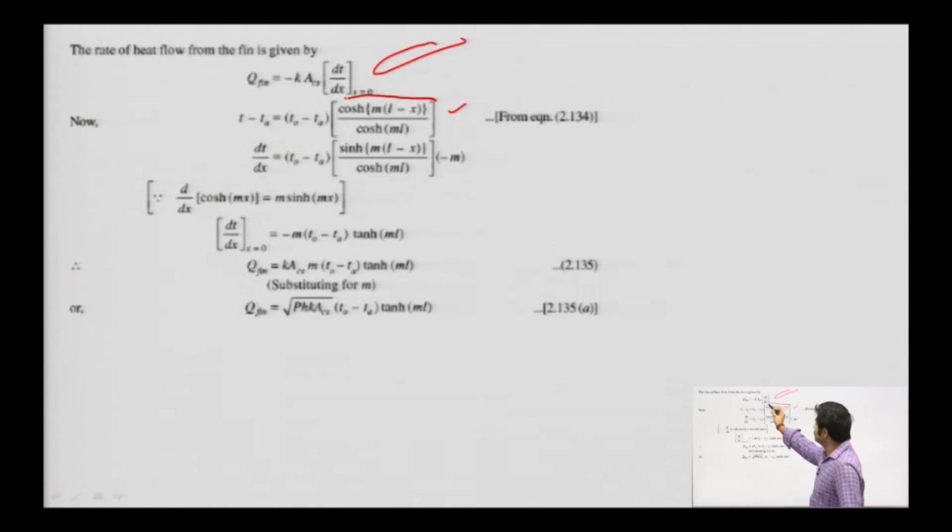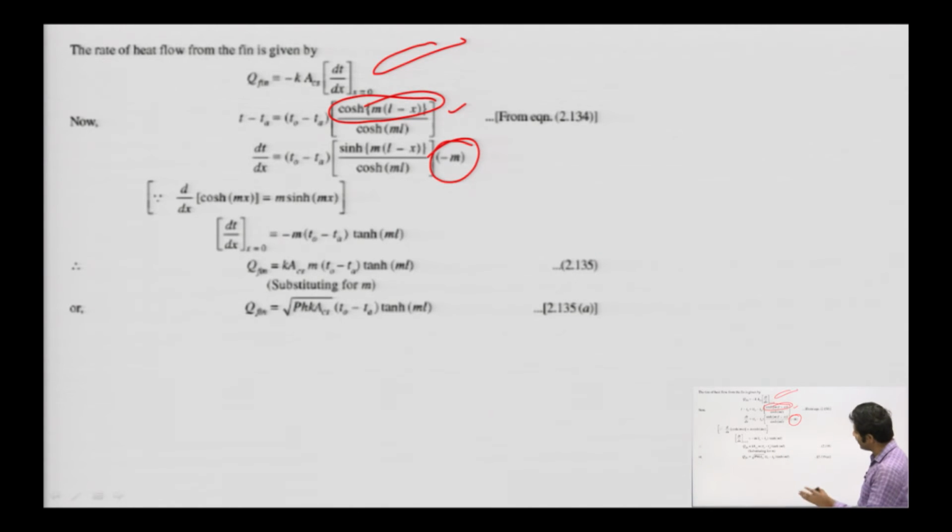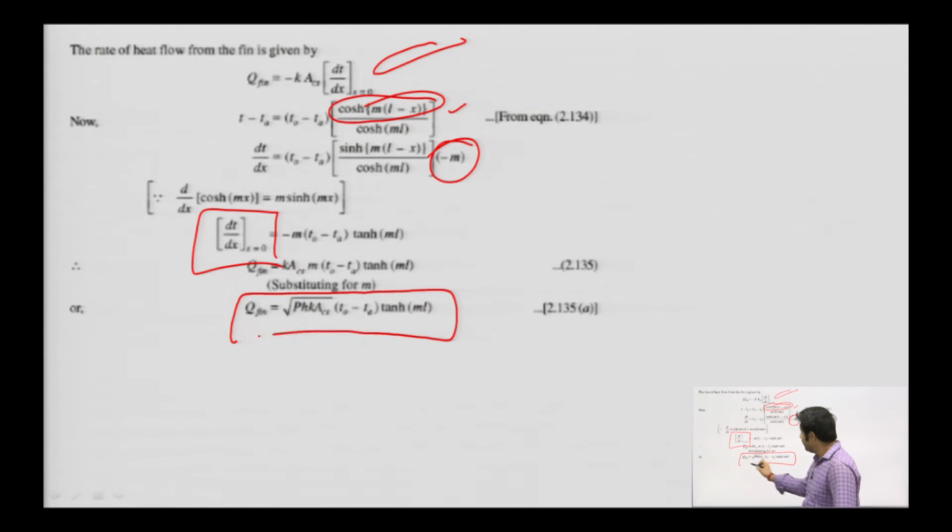When you put this under derivation, it will be minus of sinh m(l minus x), times minus m. And we all know that the maximum conduction occurs at the base. So dT by dx at x equals 0, you get this. So this is the final.